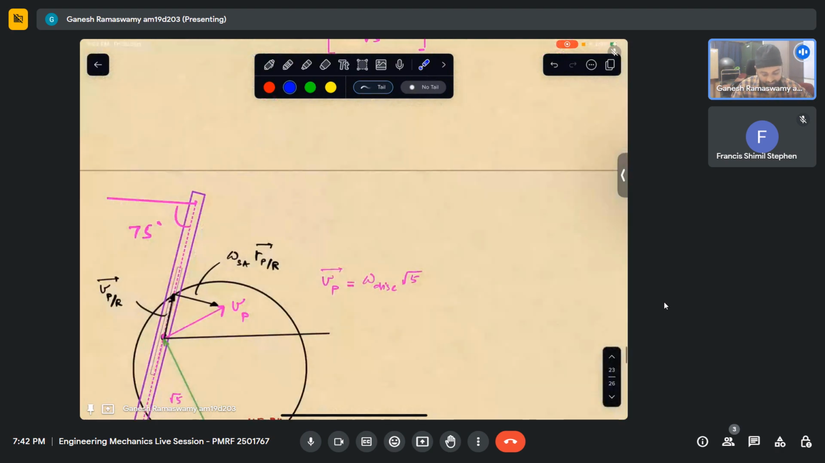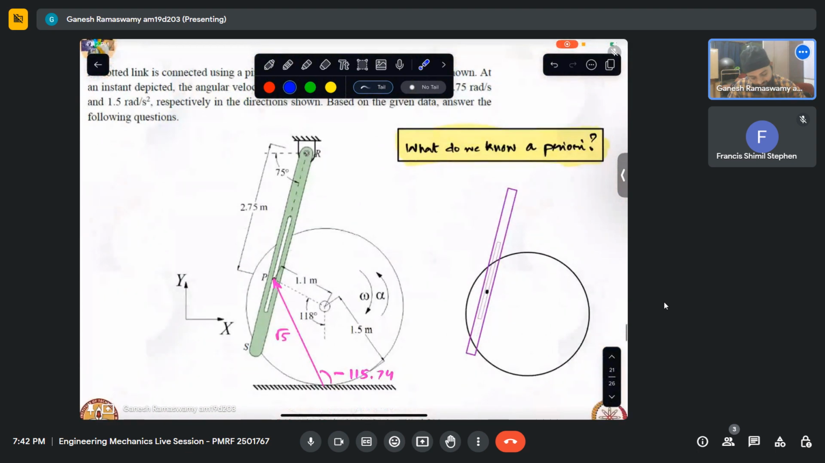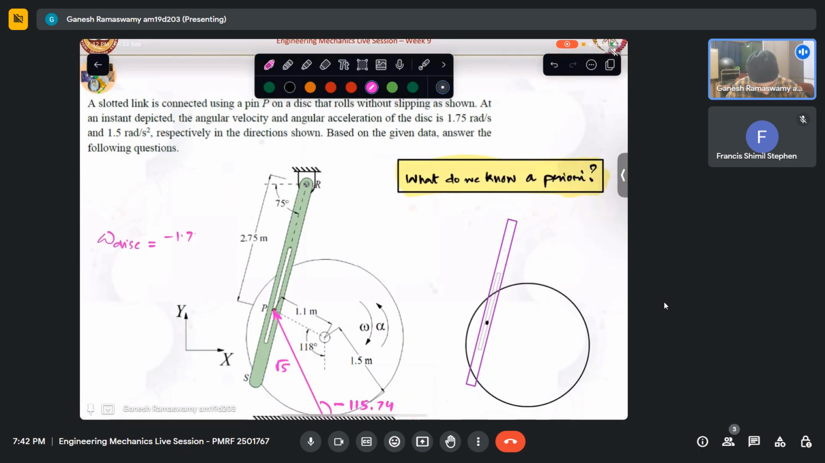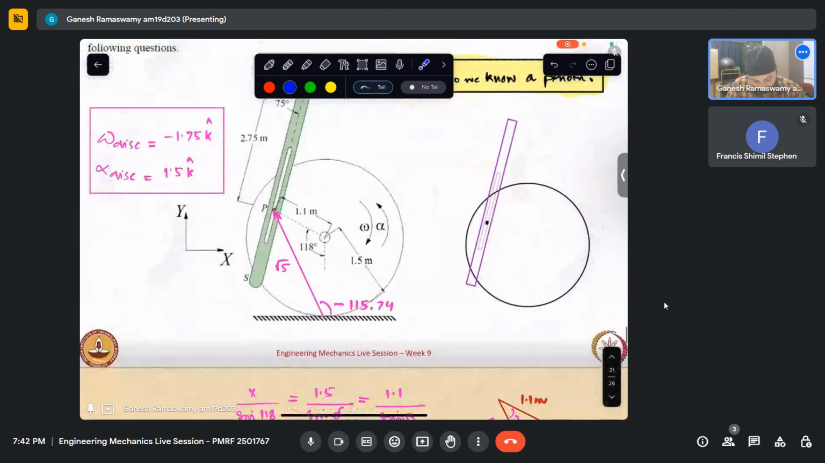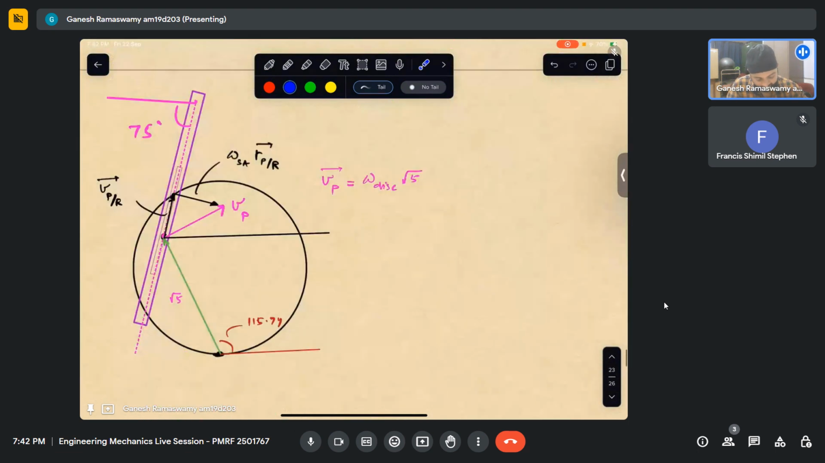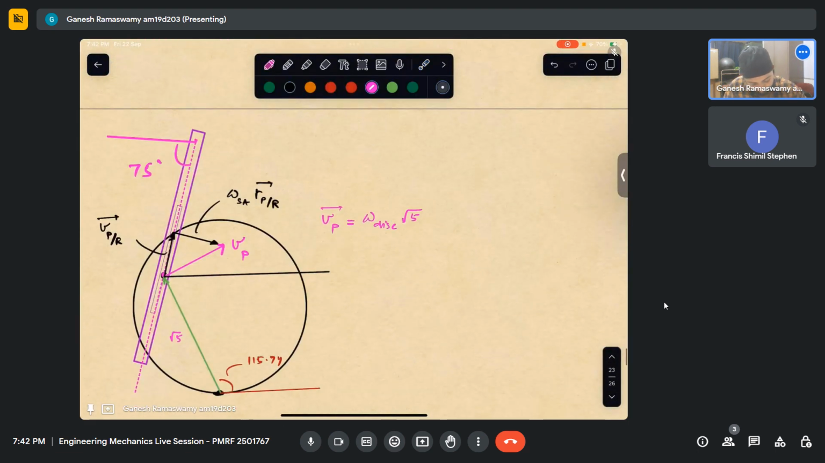So omega of the disk is given to be, in the question, omega of the disk, since it is moving clockwise, it is 1.75 k cap, and alpha of the disk is given to be 1.5 plus 1.5 k cap. These quantities are given in the question itself. It is mentioned here. Okay, so omega disk is 1.75. So what does Vp come out to be? It is 1.75 root 5.